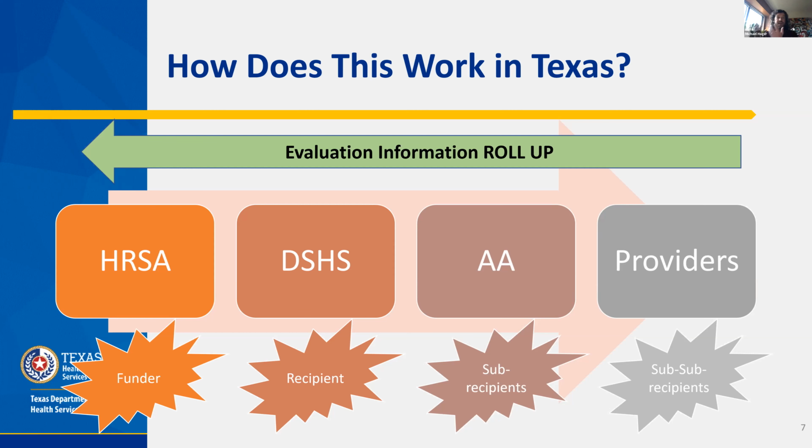And then that information rolls up from the providers to you. You aggregate that information at the AA level. DSHS aggregates all the AAs, and then HRSA aggregates all the care activities happening across our 50 United States and the 7 territories.